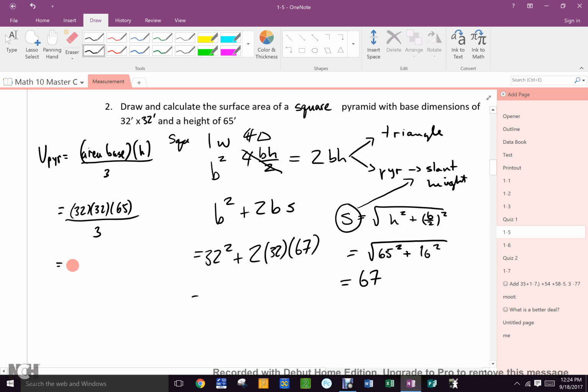No, you don't always get a decimal. If you do 36 divided by 3, you get 12. No, that's not what I meant for this question. Yes, no matter what you do, you're going to get a decimal. And you're going to get 22,186.67.